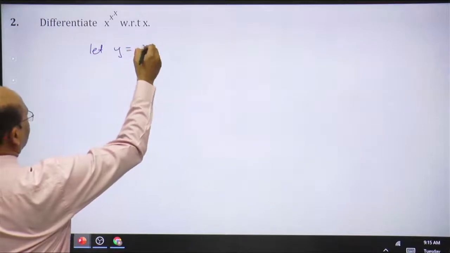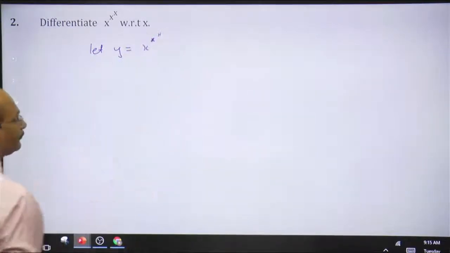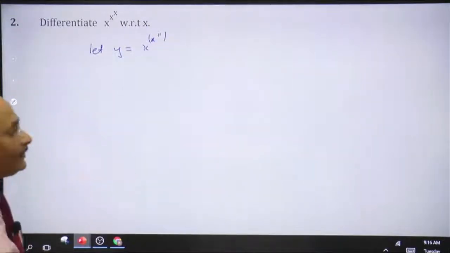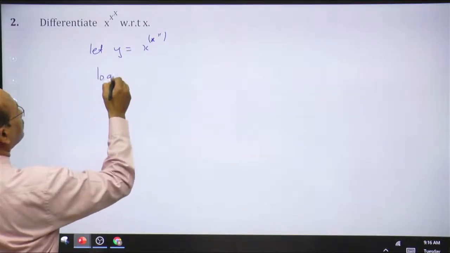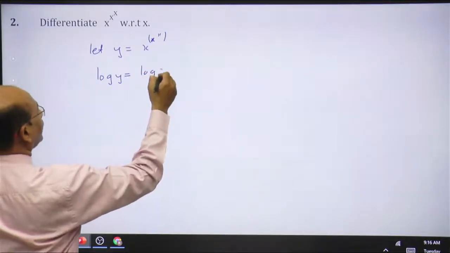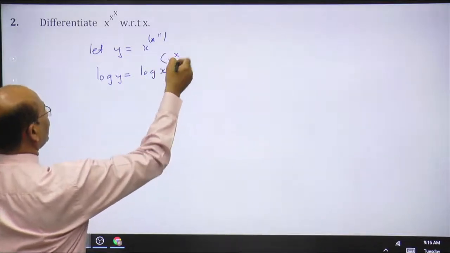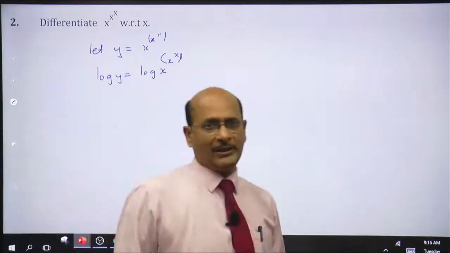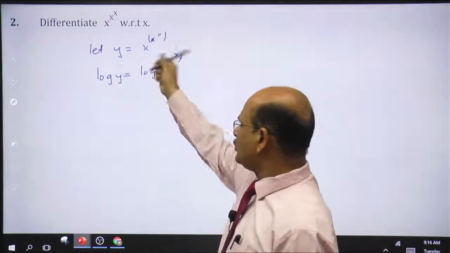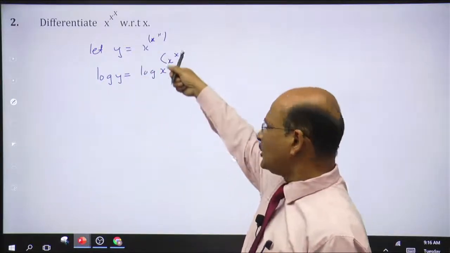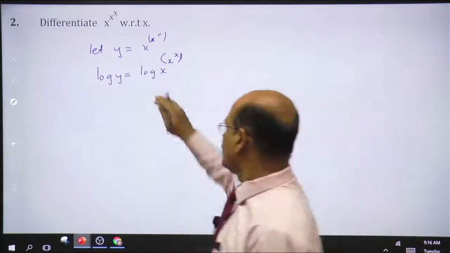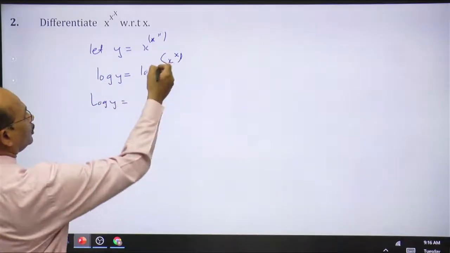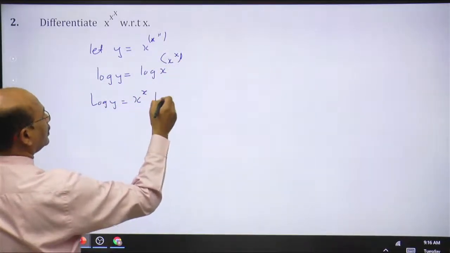Let y be equal to x raised to x. Now I can take the log on both the sides and see what happens. So log of y is equal to log of x raised to x. Please understand there is a difference there. Once you take log, this is called logarithmic differentiation, if you remember. Both sides when you take log, log m raised to n, apply the properties of logarithm. Log of y is equal to n log m, so x log of x.